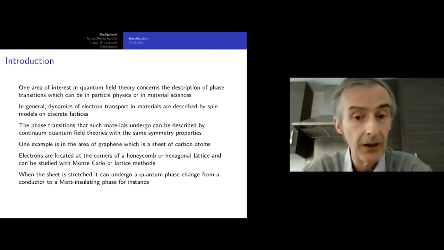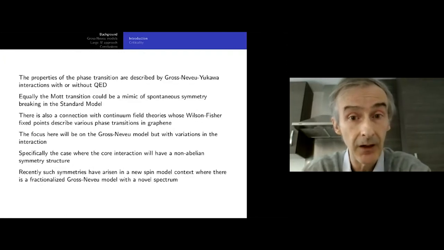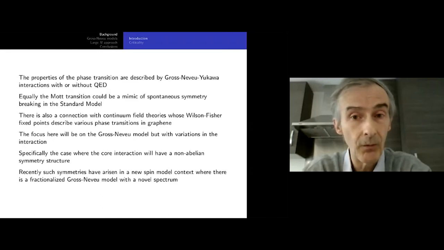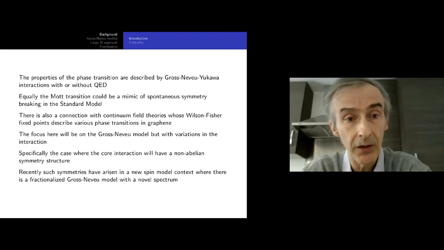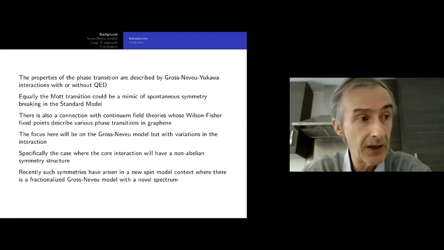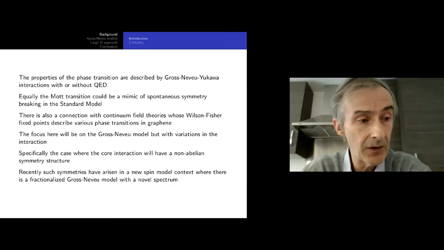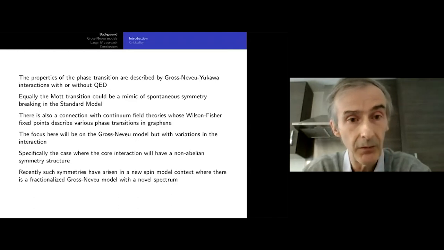So what I'm going to focus on is some of the theories that underlie these phase transitions in the quantum field theory. And they're not unrelated to models we have in particle physics in the standard model. The key thing I'll be talking about today is this Gross-Neveu-Yukawa type of interaction, which is basically a scalar field with fermions and no structure in terms of Lorentz structure. However, because we're working with electrons, you can add in QED, quantum electrodynamics, to govern the dynamics of the electrons as they move around the sheet of carbon atoms. I'm not going to focus on that today. We've done work on that before.